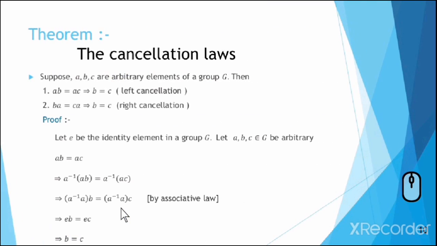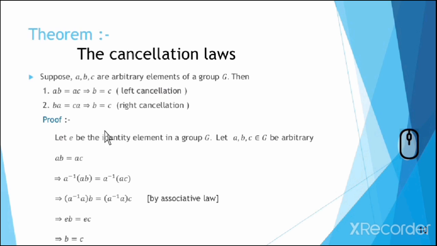Now the theorem is cancellation laws. These are very basic things and they should be fully covered. If these things are not covered, then it is quite a fault. So we should discuss cancellation laws. Suppose A, B, C are arbitrary elements of group G. If AB equals AC, then it must imply B equals C. A cancels with A, and you get B equals C. This is called left cancellation. And BA equals CA implies B equals C is called right cancellation.